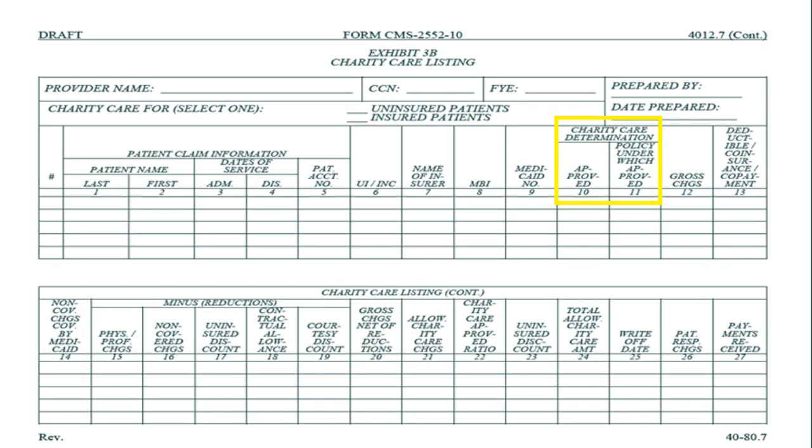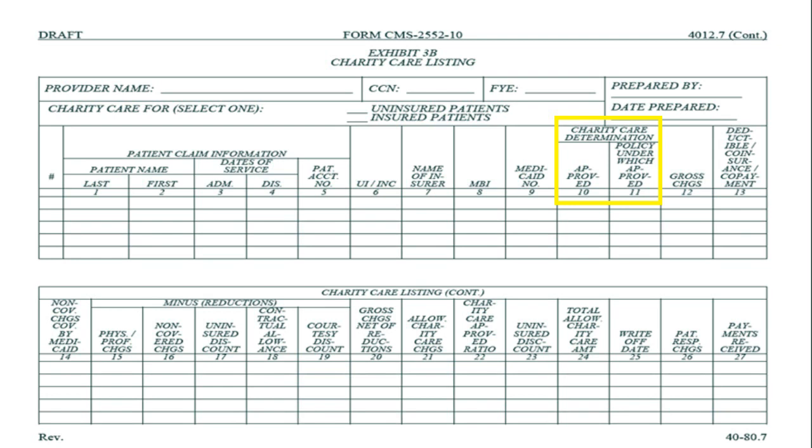For column 10, the approved column, CMS is asking you to enter yes if the patient was written off to charity care pursuant to the hospital's written charity care or financial assistance policy. Otherwise, you enter no. I'm trying to think of a scenario where you would need to enter no and have it included on the list, because as we've seen before, and it's reiterated in the new instructions, all discounts included in charity must be written off in accordance with written policies.